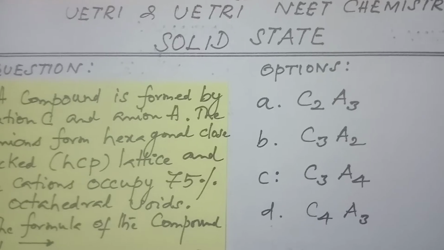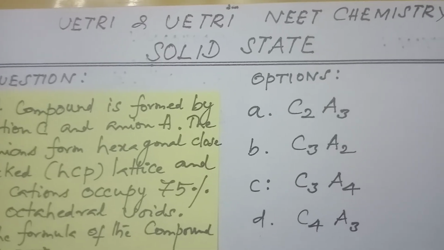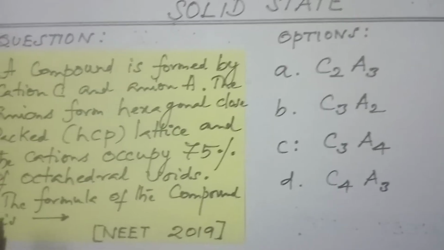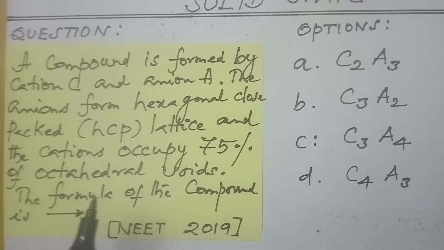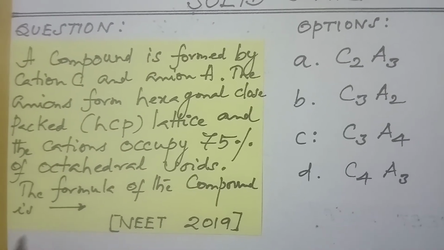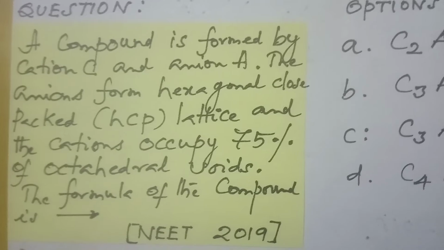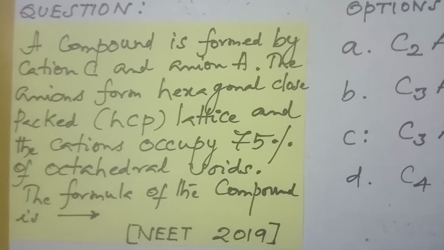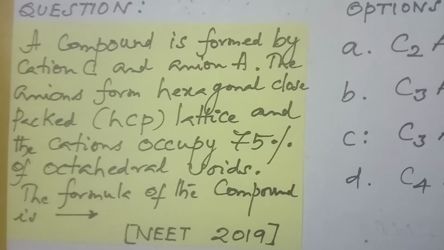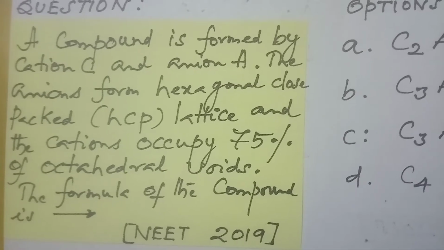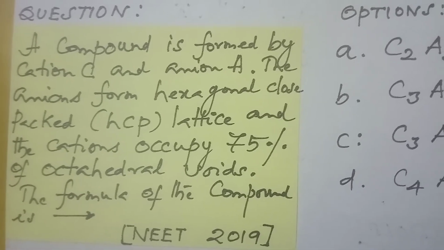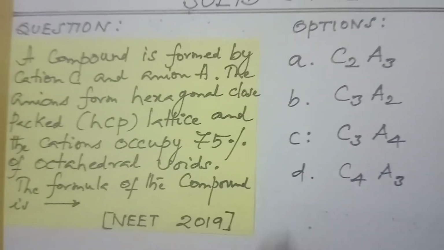Today I am going to give the video lesson of solid state. Now let us see the question NEET 2019, first question. A compound is formed by the cation C and anion A. The anion forms hexagonal close packed HCP lattice and the cations occupy 75% of the octahedral voids. The formula of the compound is, options are there.